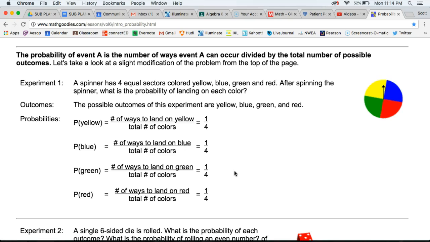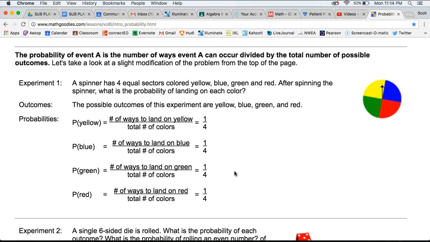So if I look at this example 1 a little bit more closely, you can see that again there is an equal opportunity for each of these particular experiments to take place. A spinner has 4 equal sectors colored yellow, blue, green, red. After spinning the spinner, what is the probability of landing on each? So the possible outcomes, again, outcome means before I actually do it, what are the possibilities? So the 4 possibilities are yellow, blue, green, and red.